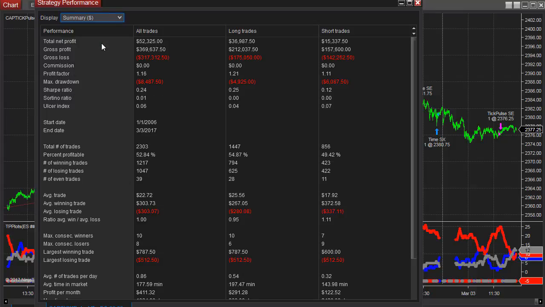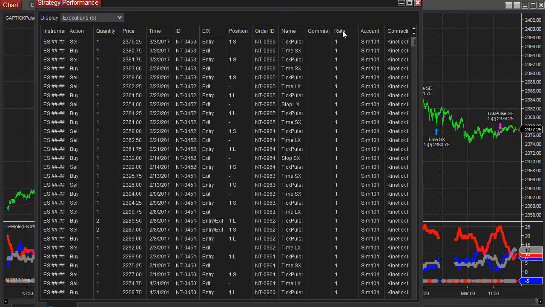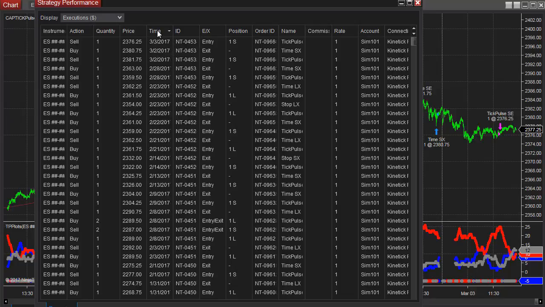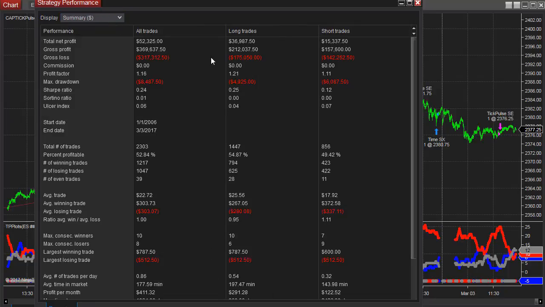If we go to executions, the first trade actually occurs on March the 3rd. That's the last trade. So let's take a look at the first trade. It is 2006, July the 19th, 2006 is when the first trade occurs. So about 10.5 years worth of data. And we're requiring the limit orders to trade through the price. And we have 1 tick of slippage, 2303 trades, 2272 average trade profit. A little better on the long side than the short side.